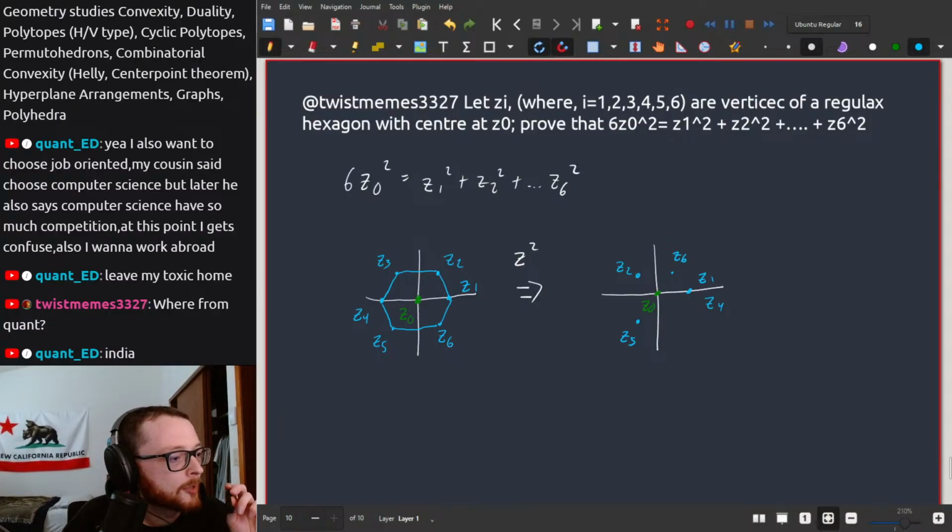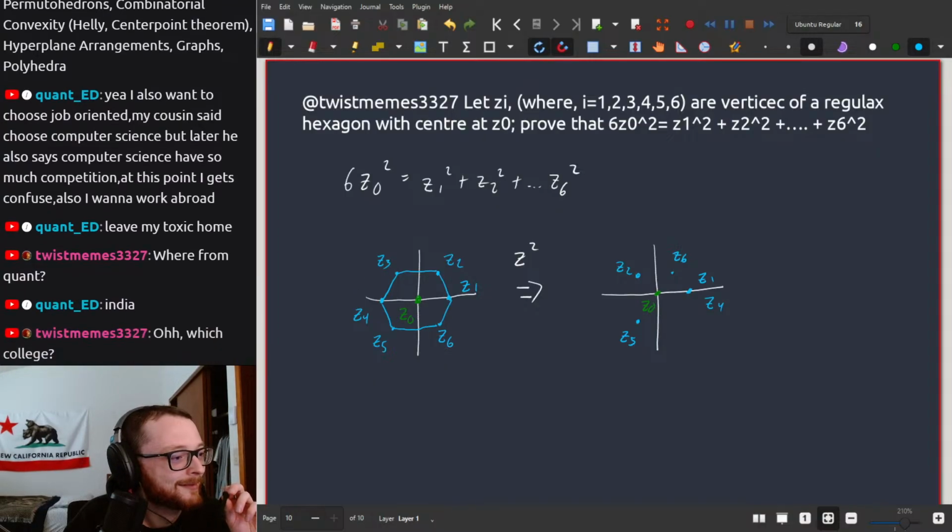Okay, let me catch up with chat. Discrete geometry studies convexity, duality. Oh yeah, that sounds terrible. I will probably hate that class. Kid with a phone camera: I also want to choose job oriented. My cousin said choose computer science later. He also says computer science has so much competition. Want to work abroad, leave my toxic home.